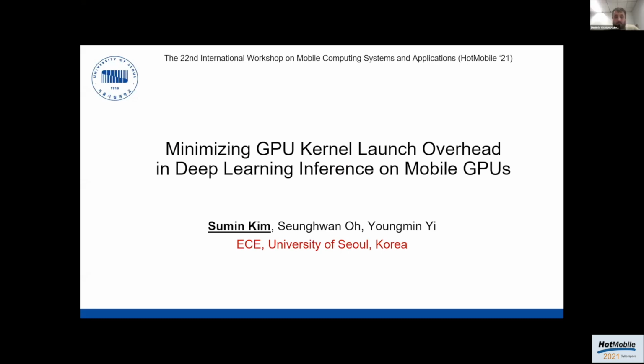In this talk, I'm going to present our work on minimizing GPU kernel launch overhead in CNN inference on recent mobile GPUs. This work is done with my advisor, Professor Youngmin Lee.